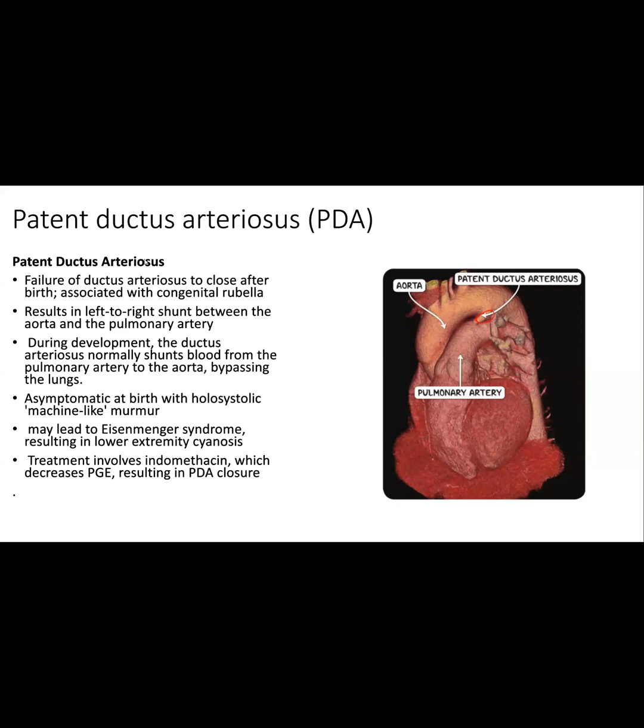This basically allows blood from the right ventricle to bypass the non-functioning lungs in normal fetal development. Once the infant is born, the ductus arteriosus closes and becomes the ligamentum arteriosum. Failure of this blood vessel to close is what results in patent ductus arteriosus.